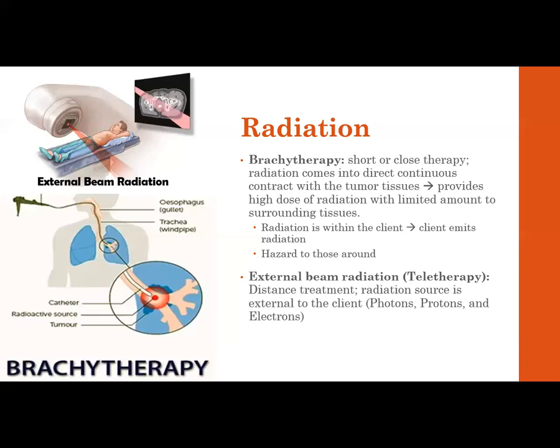Then you've got external beam radiation. It's distant treatment. Radiation source is external to the client or to the patient. So you've got photons, protons, and electrons. And photons are just the same beams used in X-rays, but X-rays have a much lower dose. Protons are particles with positive charge. Electrons are particles with negative charge.